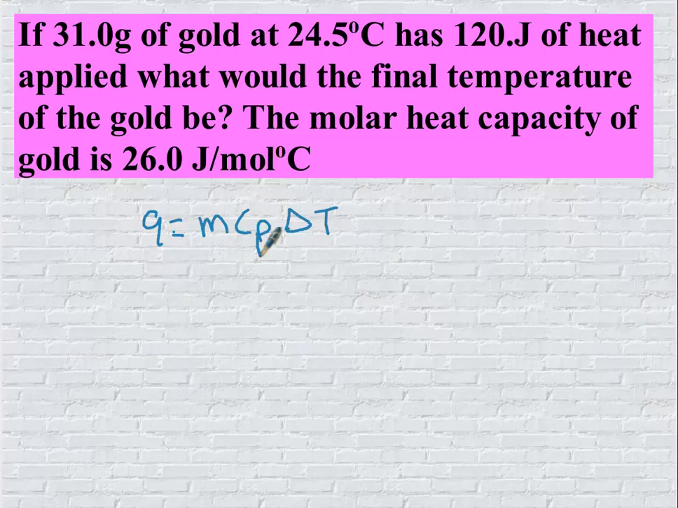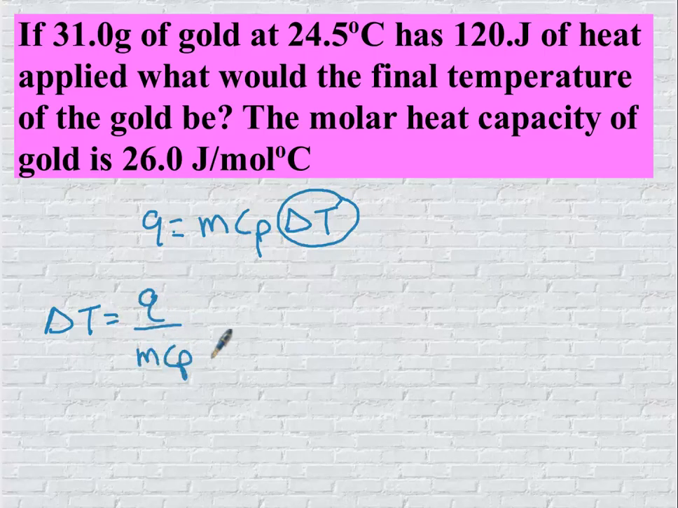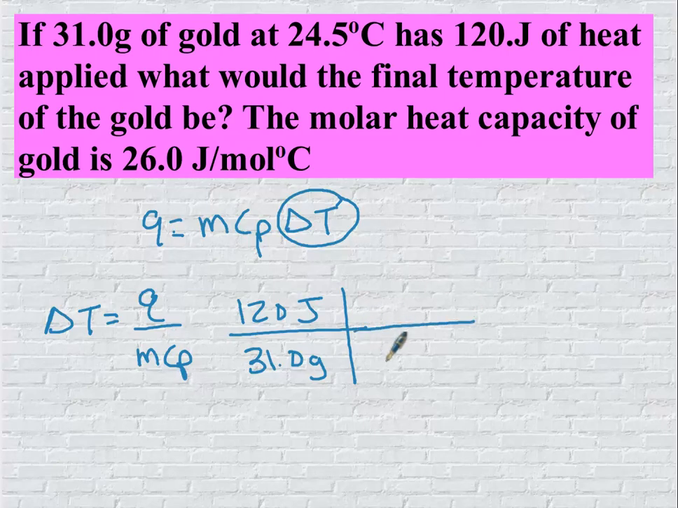So we only have one substance, so we are using this equation. And we're trying to find the final temp, so we're looking for delta T. So our Q was 120 joules. Our mass is 31 grams. And then our CP is 26 joules per mole degrees Celsius. So right now, the only units that cancel out are our joules.